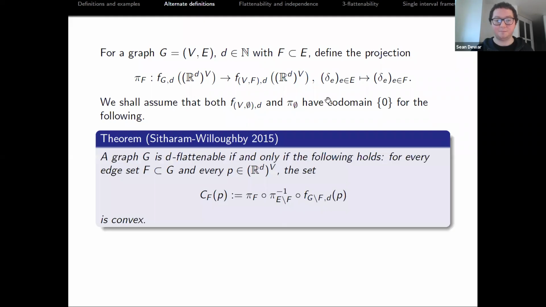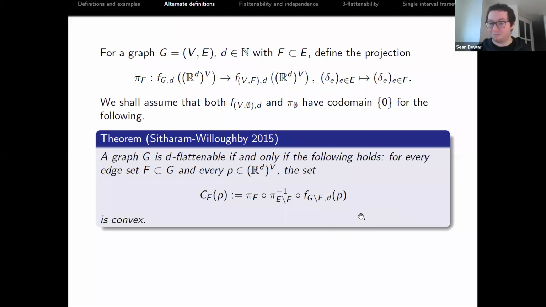Okay. So we've got this thing here, which is kind of ugly looking. A graph is going to be deflattenable if and only if the following holds: for every edge set and every realization, this set here is going to be convex.